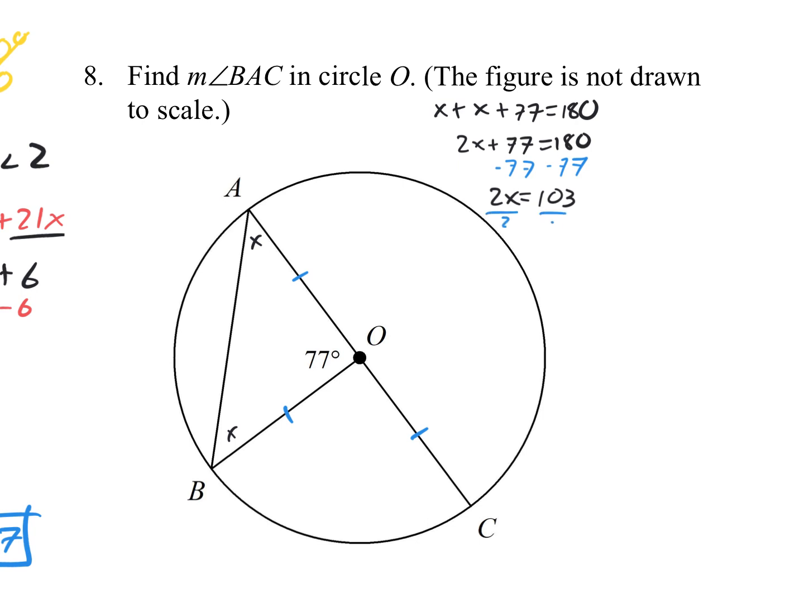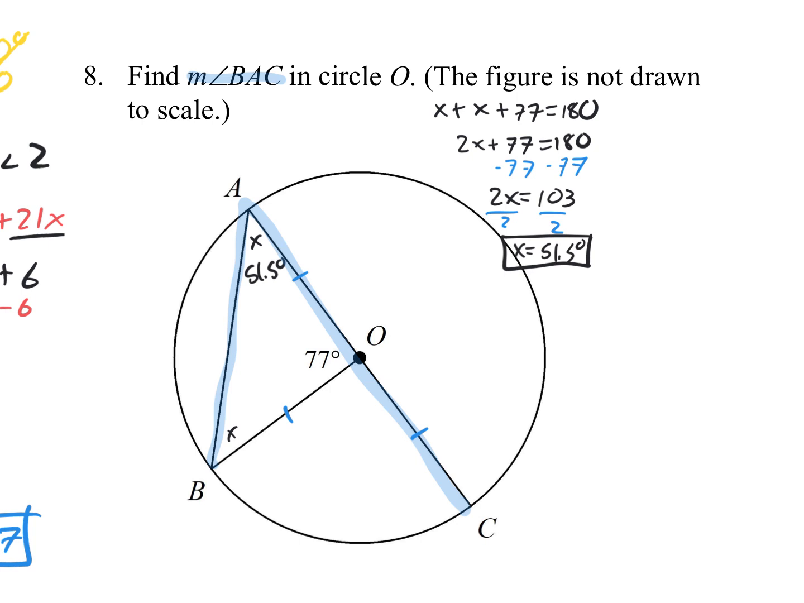Divide both sides by 2, and I get that x equals 103 divided by 2, which is 51.5. All right, so that angle has to be 51.5 degrees, and that happens to be what they're looking for. It says find the measure of BAC. All right, that is one way to do it.